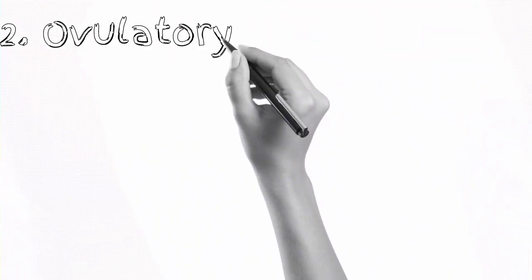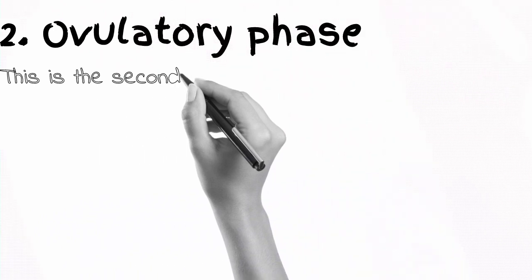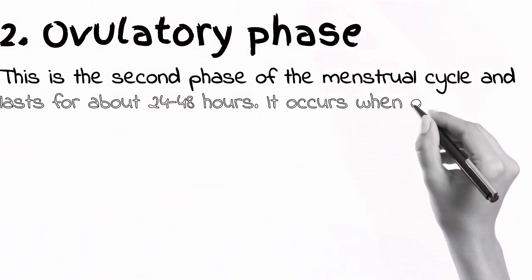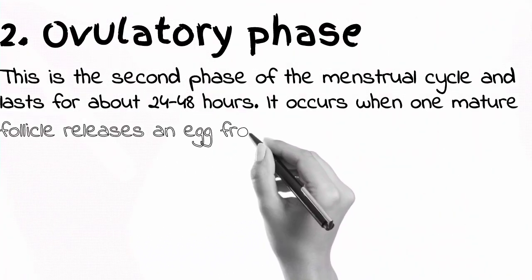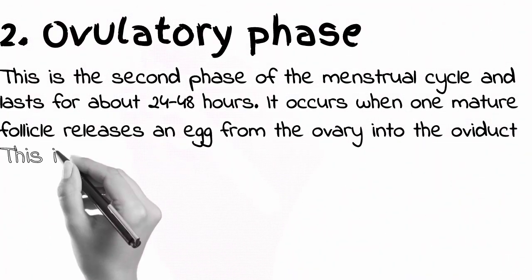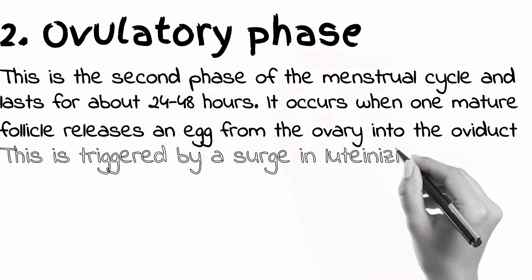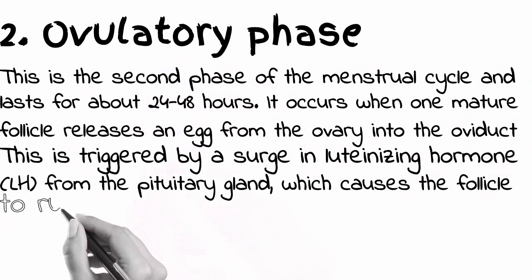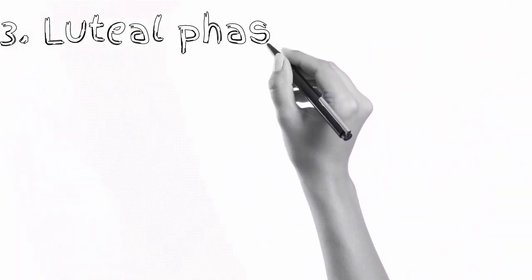2. Ovulatory phase. This is the second phase of the menstrual cycle and lasts for about 24 to 48 hours. It occurs when one mature follicle releases an egg from the ovary into the fallopian tube. This is triggered by a surge in luteinizing hormone, LH, from the pituitary gland, which causes the follicle to rupture and release the egg.